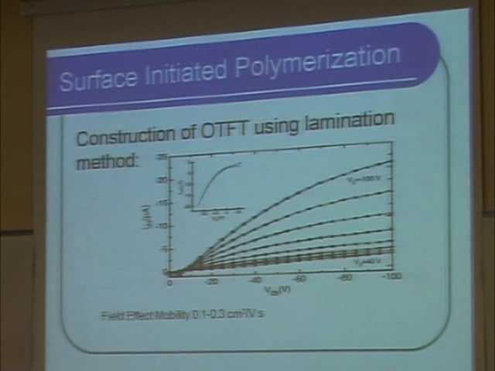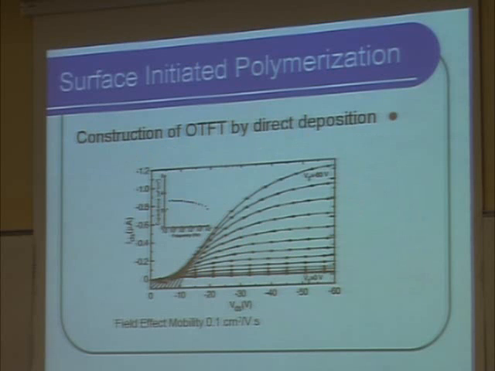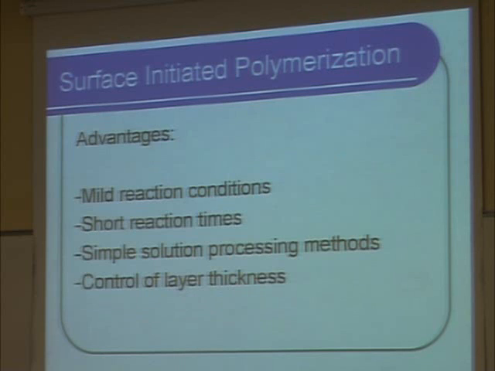Now, there are 2 ways by which an OTFT can be constructed using surface-initiated polymerization of the dielectric layer. First is the lamination method, and again, a current voltage diagram is shown. From the slope, the field effect mobility was calculated to be between 0.1 and 0.3. The second method, which is the direct deposition, again from the slope, the field effect mobility was calculated to be 0.1.